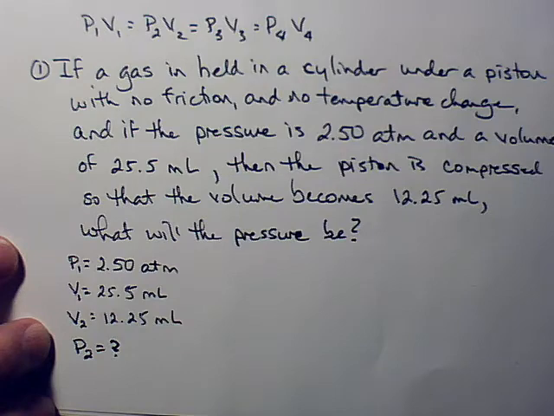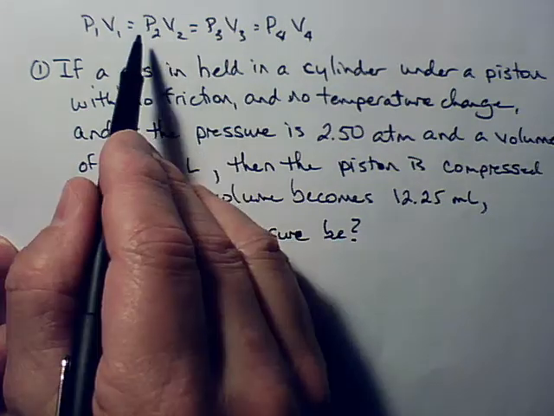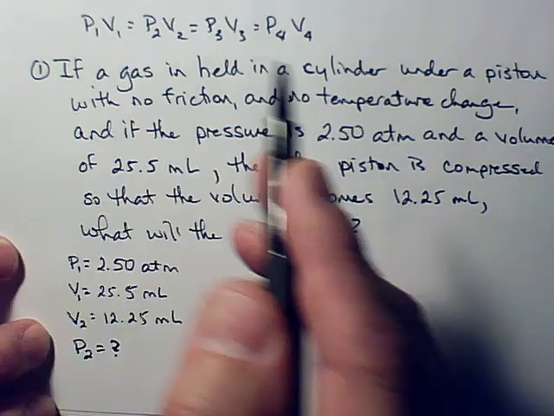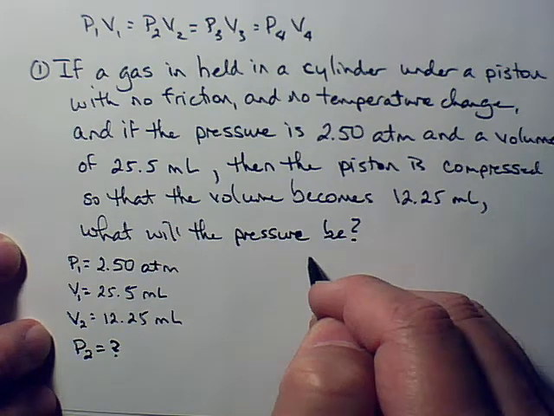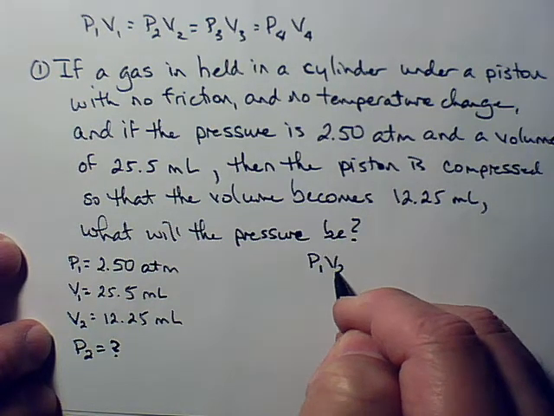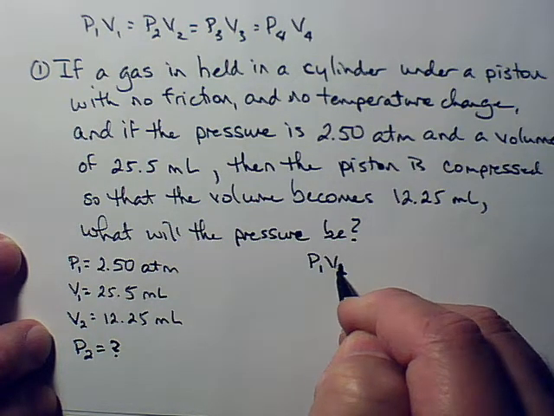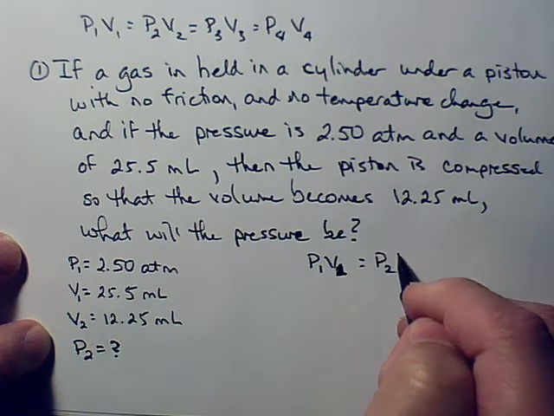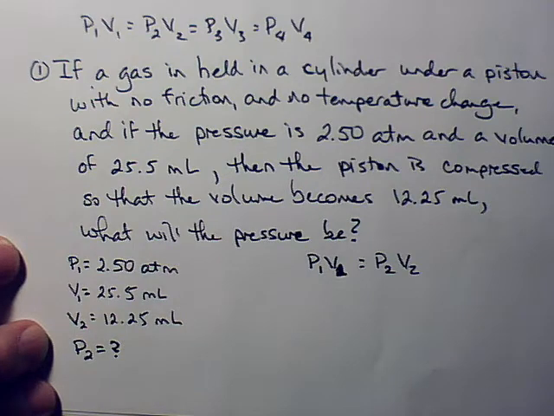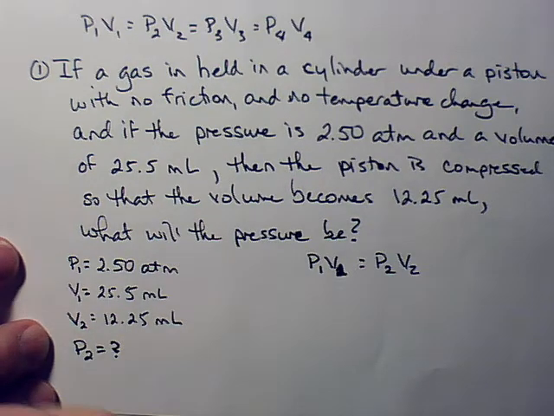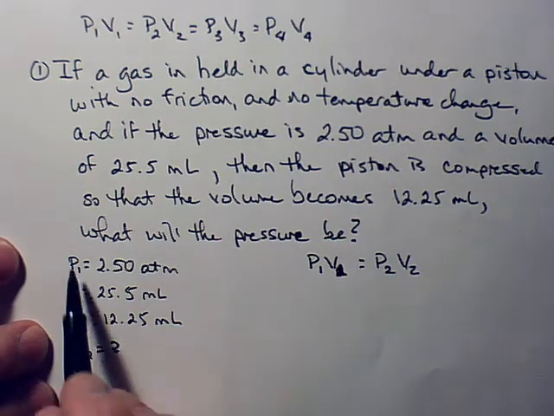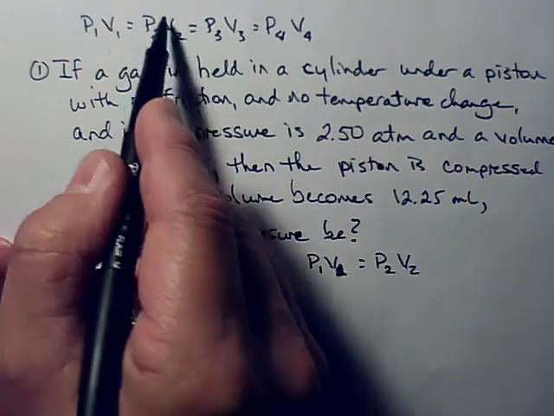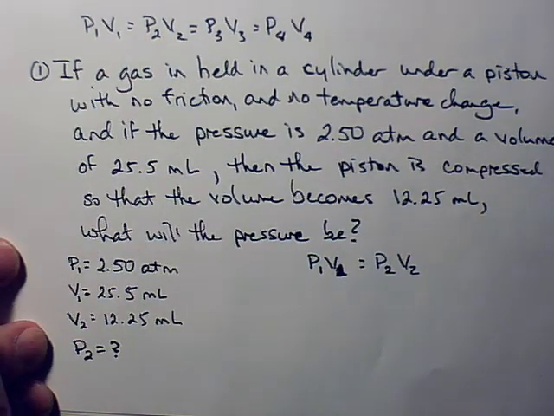I know which equation to use. It's right here. Okay? So I'm going to list the equation I'm going to use here. P1V1 equals P2V2. Okay? Because there it is. There's the variables right there. There's the equation that fits those variables. Boom. It's not that hard.